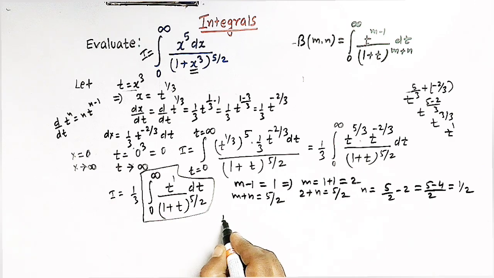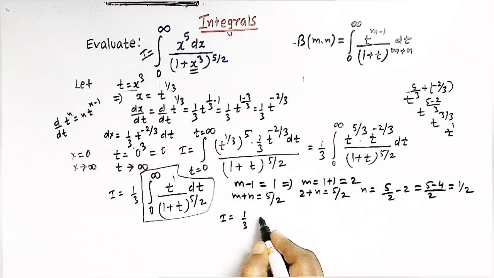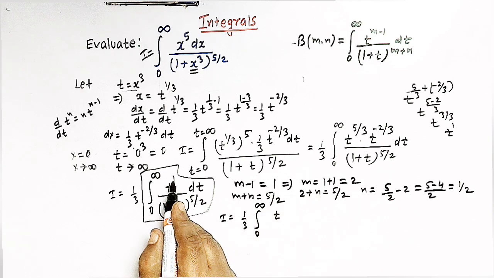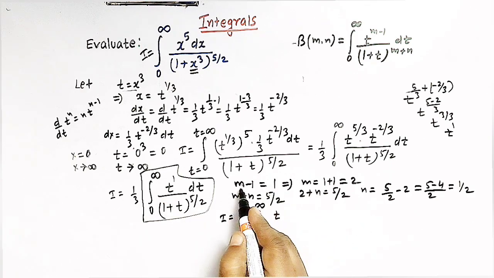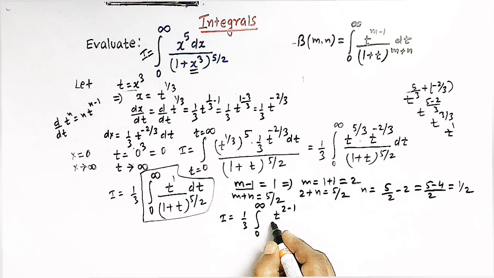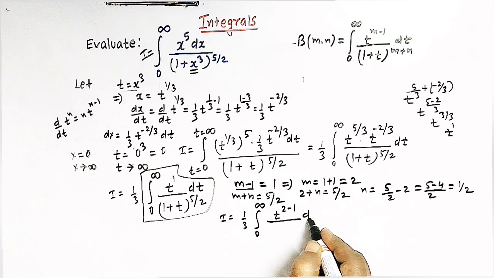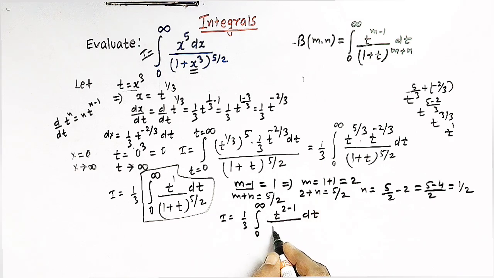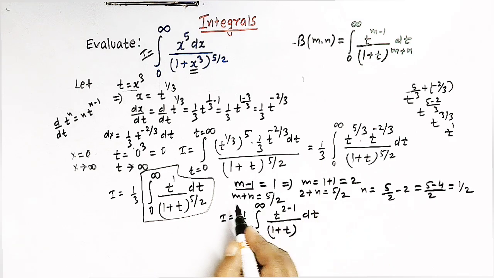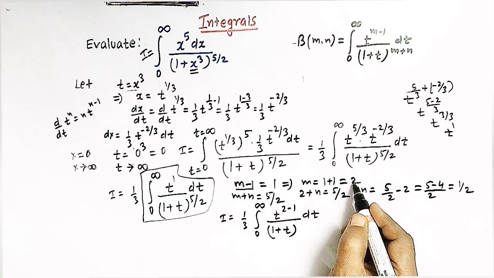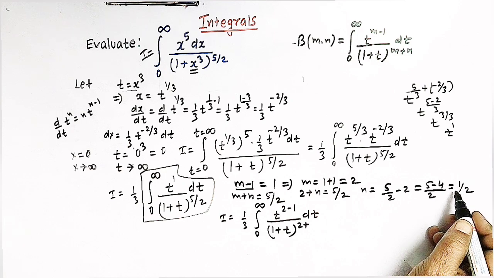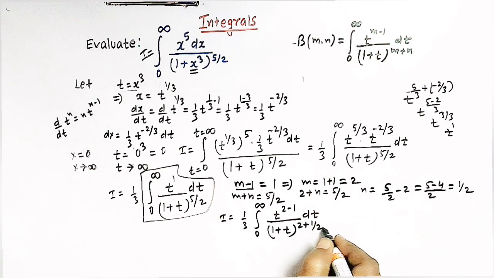So now we can write this integral I as 1 over 3, 0 to infinity, and t raised to 1. So 1 can be written as m minus 1. So m is 2, so we can write 2 minus 1, and here we have dt, and 1 plus t raised to 5 over 2. So 5 over 2 is m plus n. M is 2, and n is given by half, right?